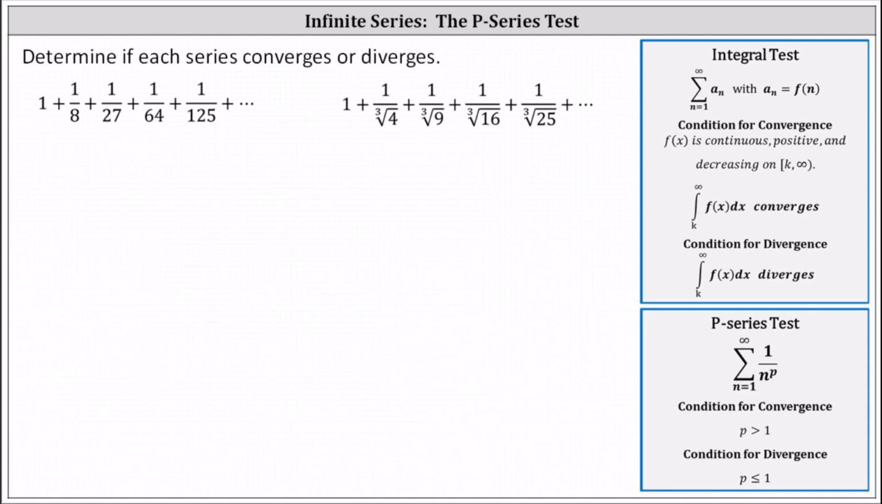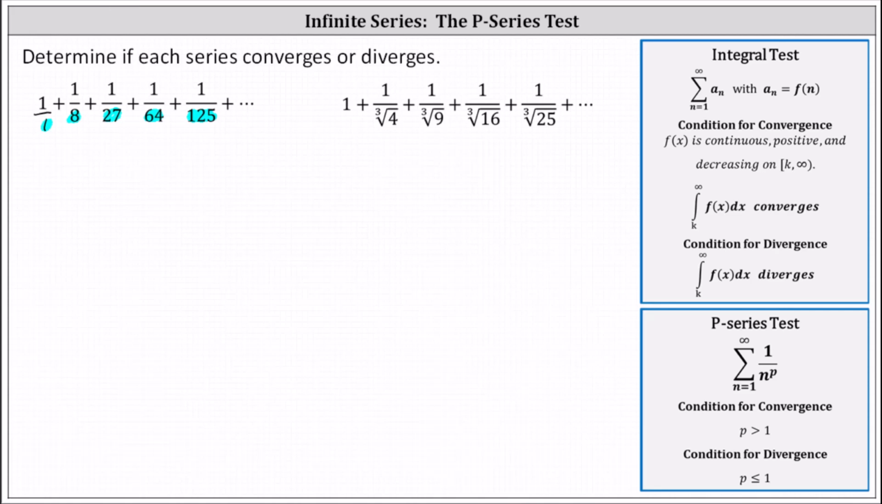Determine if each series converges or diverges. First, we have 1 plus 1/8 plus 1/27 plus 1/64, and so on. Let's first make 1 a fraction with the denominator of 1, and now let's focus on the denominators. The denominators are 1, 8, 27, 64, 125, and so on.